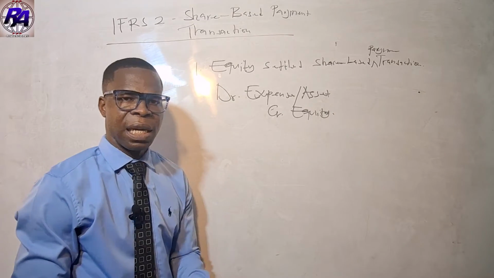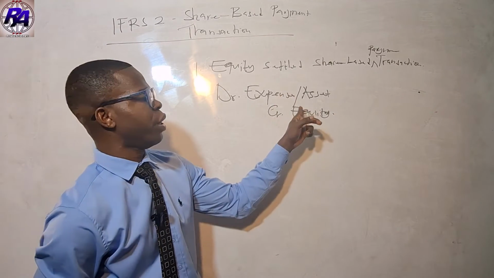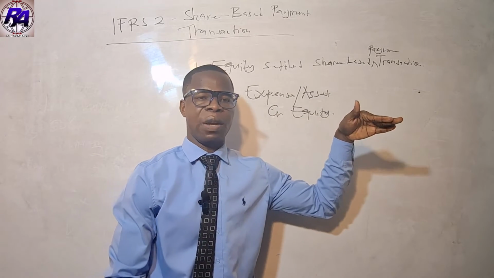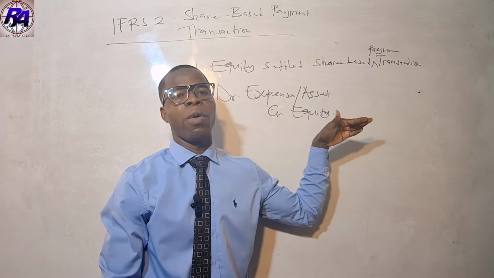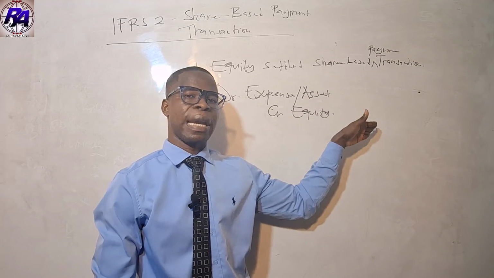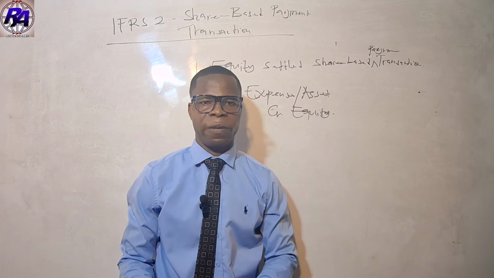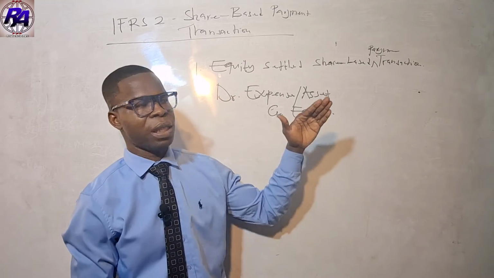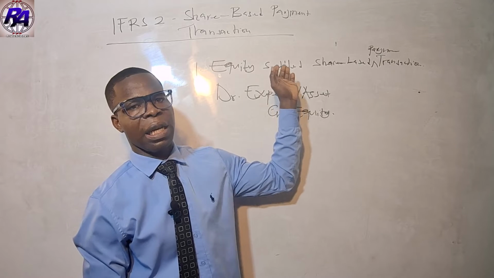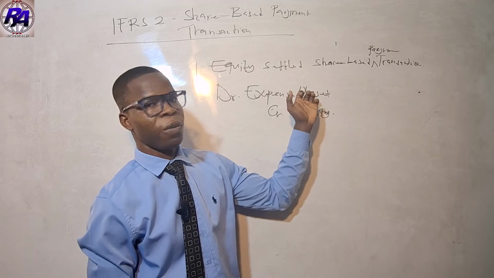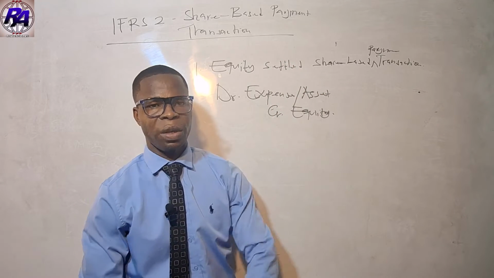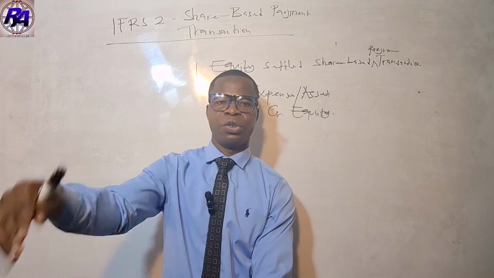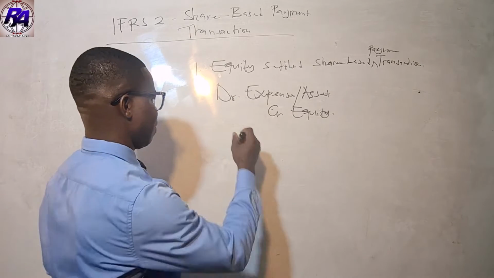Now, the standard provides that we sometimes recognize the equity not in the stated capital, but in the other component of equity. So that has to do with the recognition of equity settled share-based payment transaction. When do we recognize it and how should we recognize it? Now let's look at measurement.